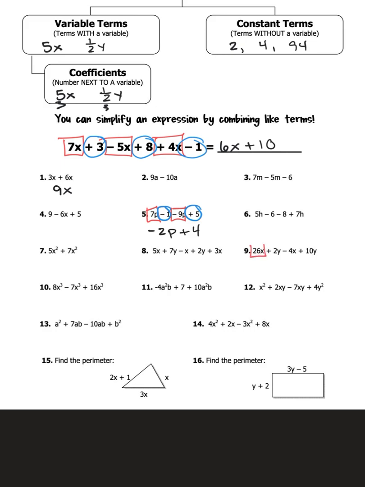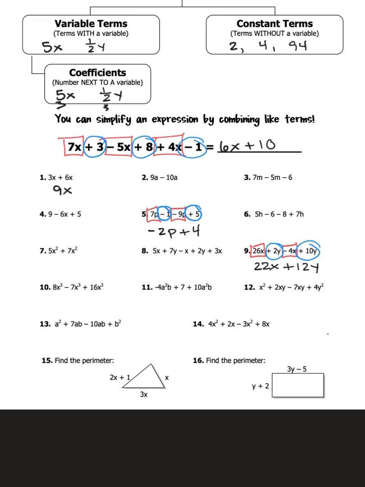So I have 26x and I have a -4x. So I have 26 minus 4, which is going to give me 22x. Next, I see that I have a 2y and a 10y. So again, adding 2 and 10 is going to give me a +12y. And keeping on that y, again, I cannot combine like terms because x and y are not the same variable.